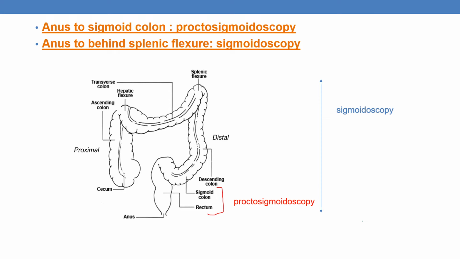Now, here you can see some of the definitions. Proctosigmoidoscopy is nothing but visual examination from anus to sigmoid colon. Next, if the examination is performed from anus to behind the splenic flexure, then it is called sigmoidoscopy. So the extent of the scope determines the name of the procedure.